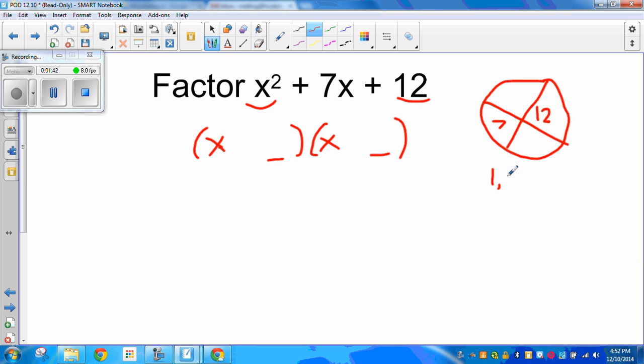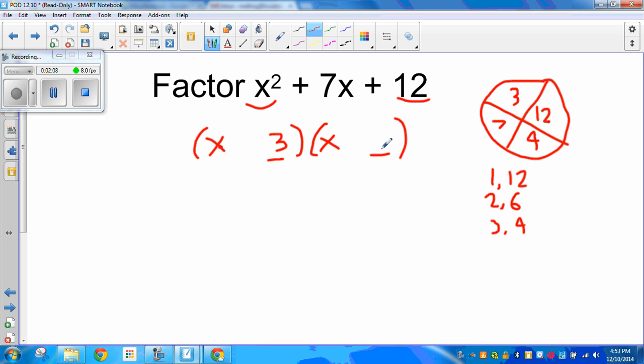You've got 1 and 12 multiply to 12. You've got 2 and 6 that multiply to 12. You've got 3 and 4 that multiply to 12. As long as you can find factors, it's really easy because 1 plus 12 is, well, 13. That doesn't work. 2 plus 6 is 8. That doesn't work. 3 plus 4, hey, that works. That is 7. So we fill in 3 and 4 here. And we fill in 3 and 4 here.